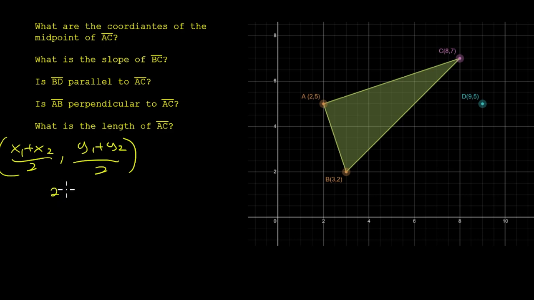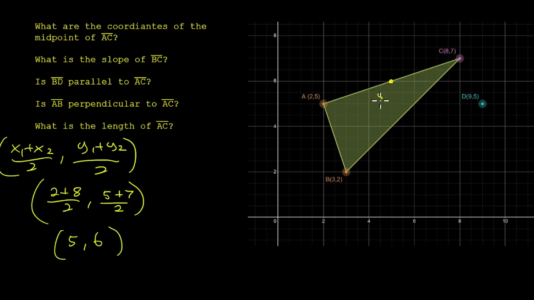So that is then (2 plus 8 over 2, 5 plus 7 over 2), which is (5, 6). And we will mark it on the diagram, 5, 6. When you're doing coordinate geometry, always mark it on the diagram because it's way too easy to forget.